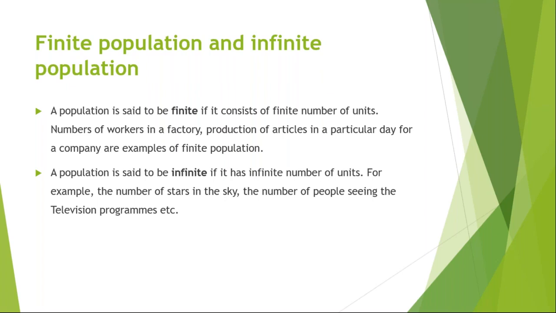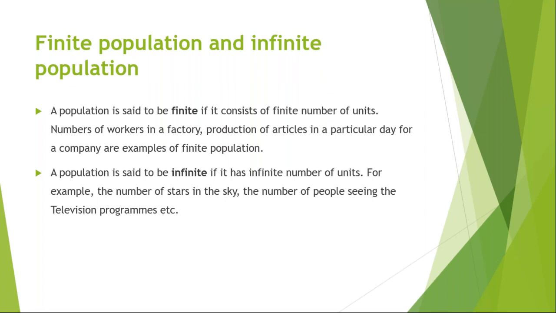As long as you can count every unit that makes up that particular number, it's called finite. For example, the number of workers in a factory, or production of articles in a particular day for a company. These are all examples of finite population. Why? Because every single unit of that population can be counted. But a population is said to be infinite if the numbers are uncountable.